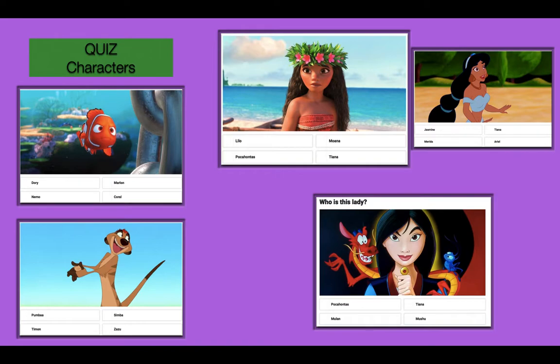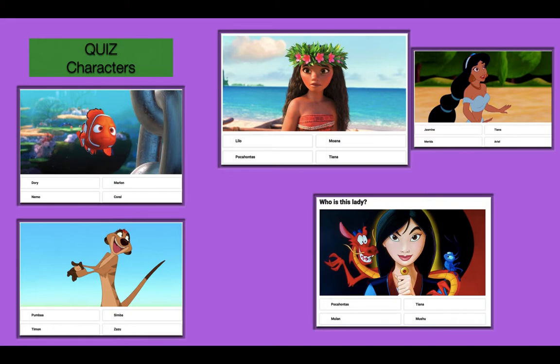Let's mark. Number one, the character, the clownfish, is Dory. Number two, the character below is Timon. Do you know which animation that's from? The Lion King. Next one, the character here, is it Lilo, Moana, Pocahontas, or Tiana? It's Moana. Number four, it's Jasmine or Yasmin. And finally, the character here is number three, Mulan. And Mulan 2 is about to come out at some point.